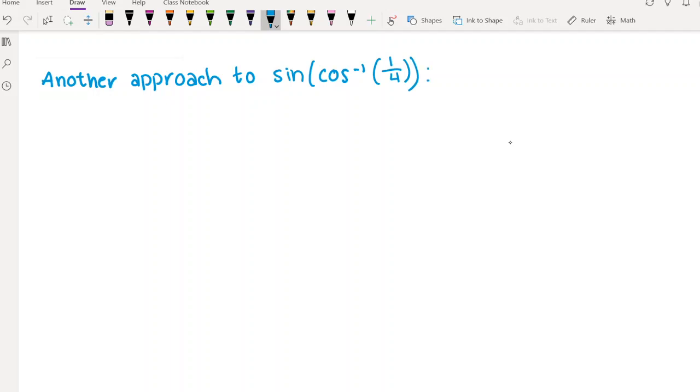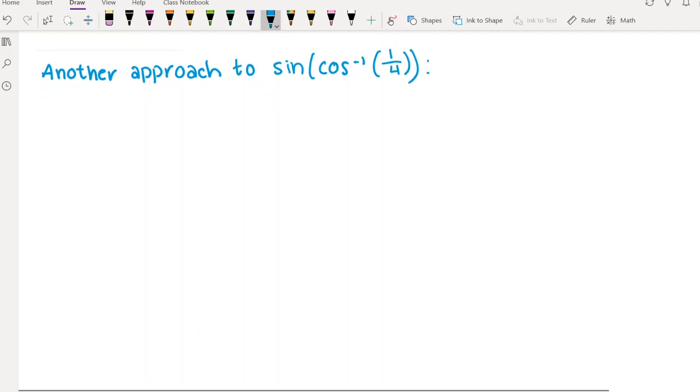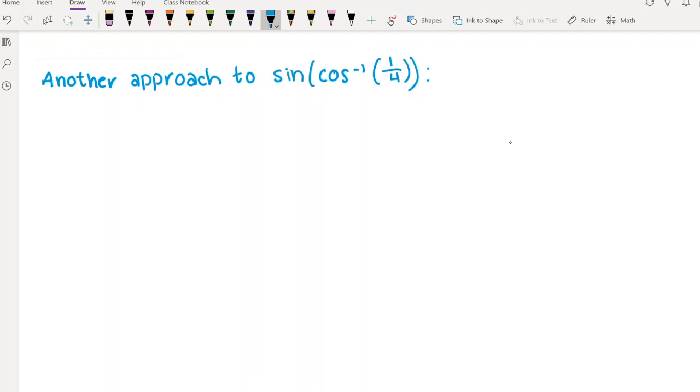So the way that we did this in yesterday's video is we went on the unit circle and we found an angle where the x coordinate was equal to 1/4. But what we could do instead is we could try to draw a right triangle. And I want to be careful that really the only reason that we can do that in this case is because 1/4 is positive. If we had a negative number there, then it wouldn't really make sense to draw a right triangle.